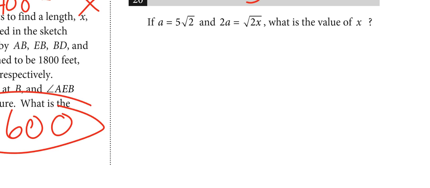Okay, question 20. A is equal to 5 radical 2. We got 2a equals radical 2x. What is the value of x?